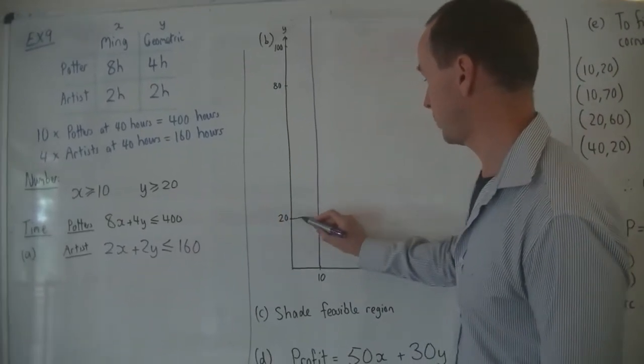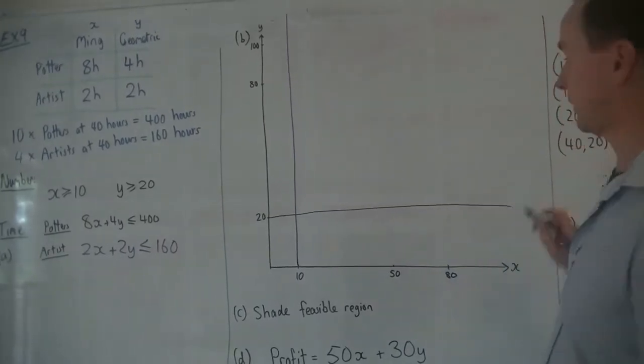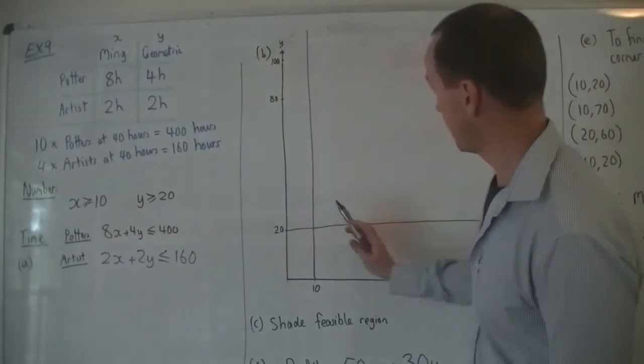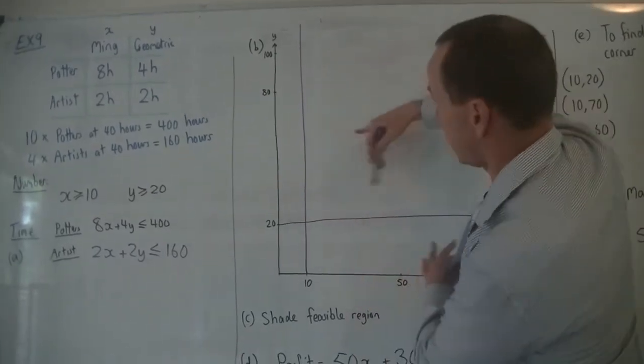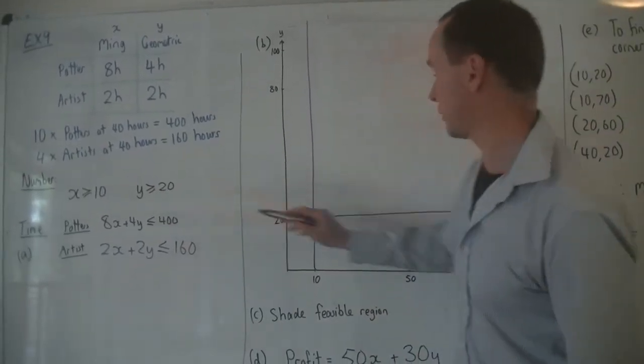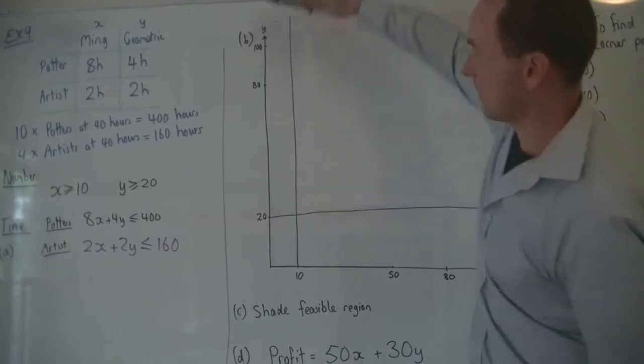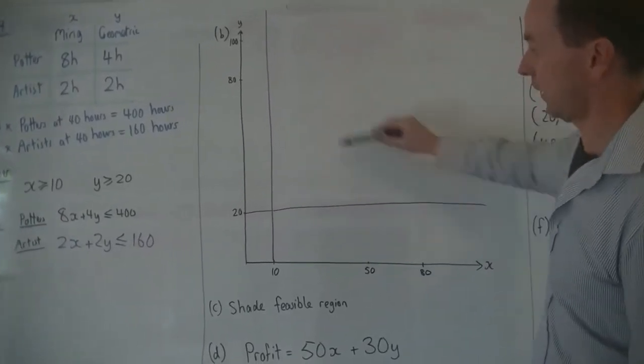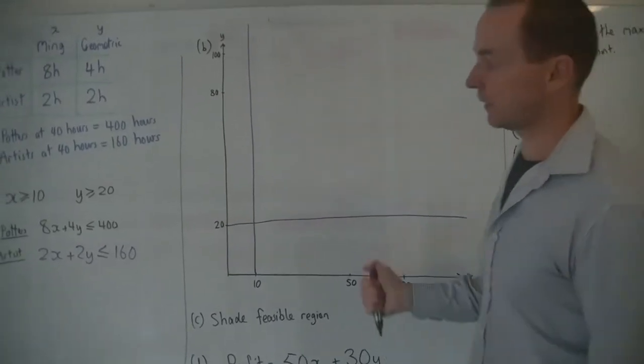So y is equal to 20, goes across there. There's our next constraint. And by the way, it says x is greater than or equal to 10. So it's greater than, which is this side. And then y is greater than or equal to 20. So there's our graph, and it's above that. So far, we've got our feasible region is this section here. Okay, so it does get a little bit complicated.